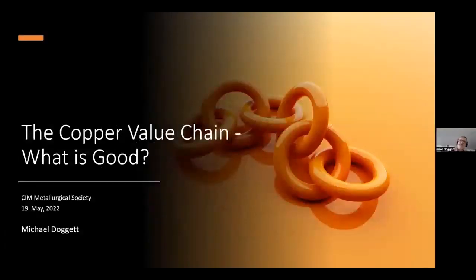Good morning, everyone, and welcome to the last talk of this session, following on from the more technical talks, I guess. In the first two speakers, we're going to look now more at a value measure in terms of this overall value chain. So I've been asked to talk about what is good from the perspective of a copper investment, copper project, copper mine.